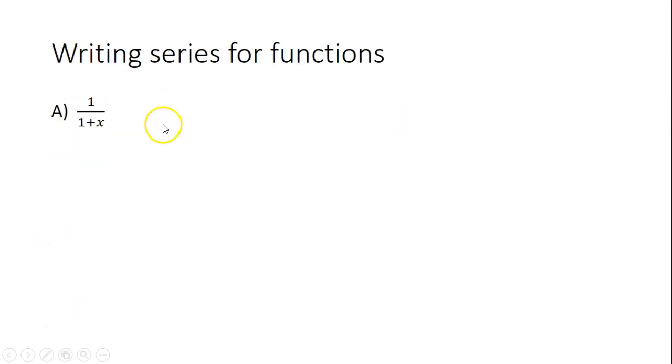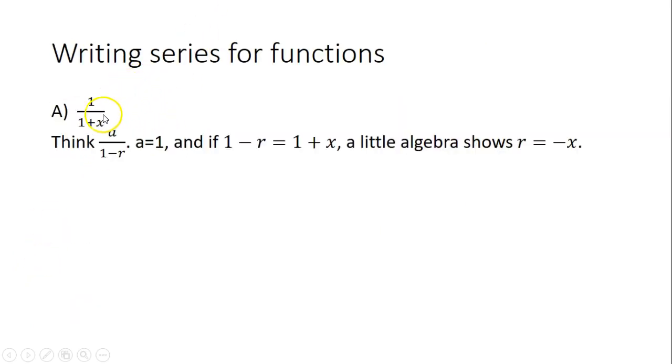So for this first one, it looks like our a term is 1. If we see a fraction like this and we're asked for a polynomial or an infinite series, we're always thinking, well, it looks like a over 1 minus r. And so it looks like our a value is 1, and 1 minus r has to be 1 plus x. You can do the algebra, but it's pretty easy to see. Well, we have the 1, that means that our r has to be a negative x.